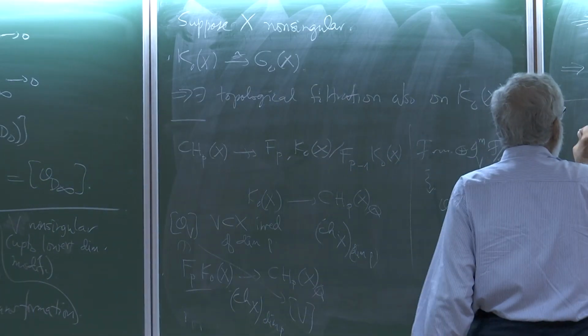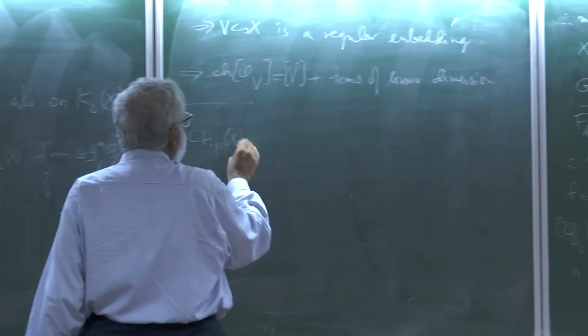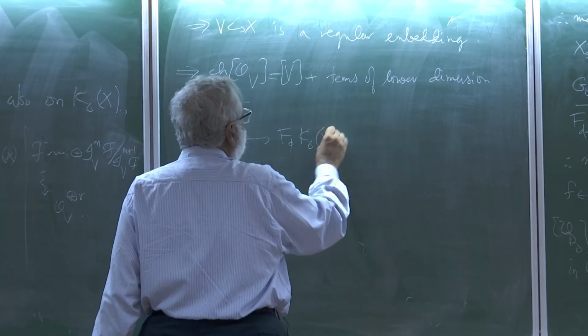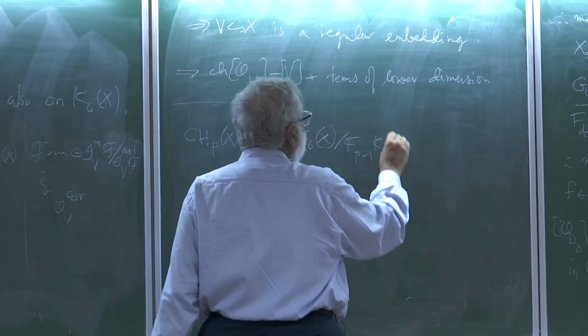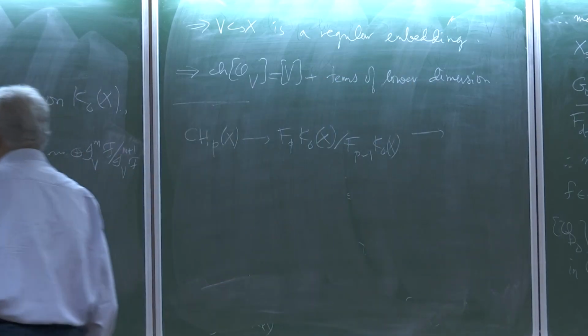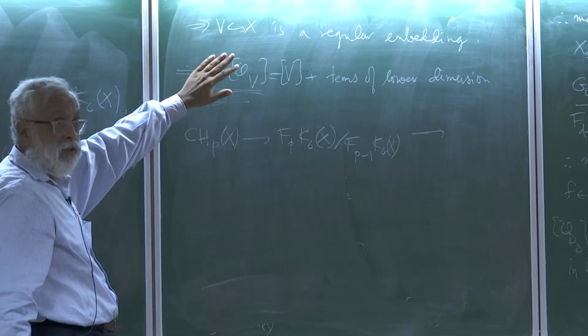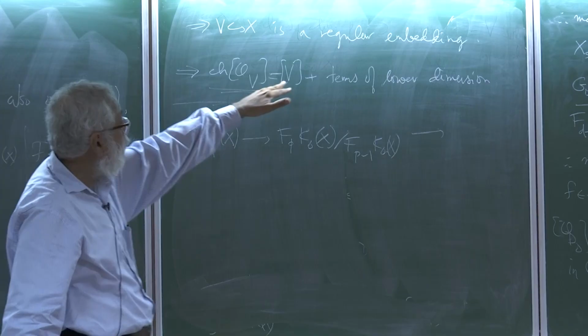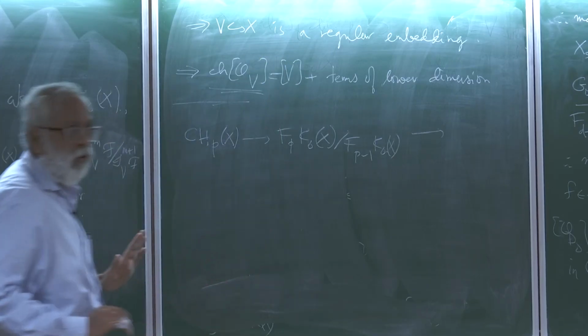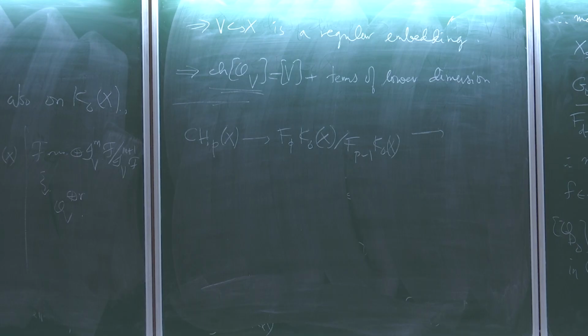So the upshot of all this is that I have Chow_P(X) goes to F_p K_0(X) mod F_{p-1} K_0(X). And by the same token, whatever I argued here that F_p sits inside Chow_P, that means that this is the full Chern character. I didn't truncate it anywhere. This is the entire Chern character. It means that the Chern character of O_V starts with V and lower dimensional Chow groups. So if I take something already of lower dimension, it doesn't contribute at all in dimension P. The contribution from F_{p-1} from the Chern character would have been in Chow_{p-1} and lower. So the Chow P part, this goes to 0.